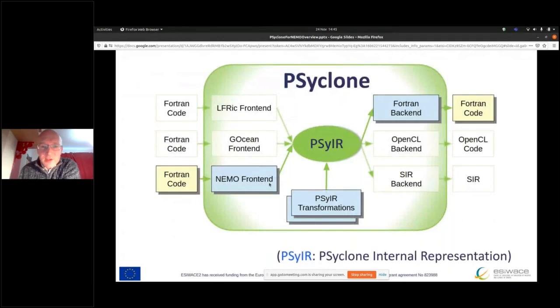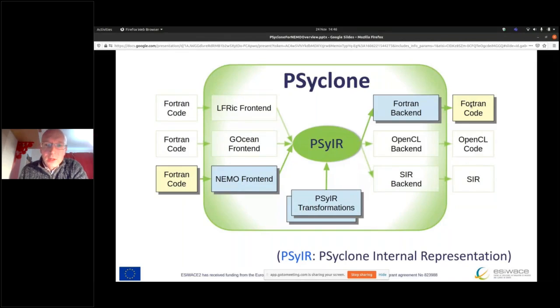So this is a slightly shinier version of the picture that you've seen already, highlighting what I'm talking about now, which is the route through for NEMO. So in NEMO, we start off obviously with existing Fortran code on the left here. That comes in, is parsed by fparser, not shown here, and then our NEMO front end in Cyclone takes the parse tree produced by fparser and constructs the Cyclone internal representation of the code. And then, as you've been playing with in Elfric, you apply transformations to the SciIR just as you do in Elfric. And then once you've transformed the SciIR, the resulting code is written out back to Fortran again.